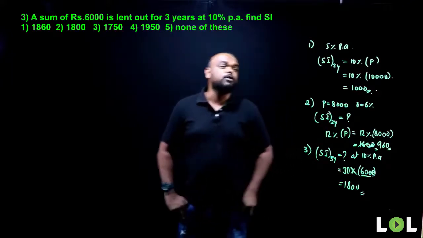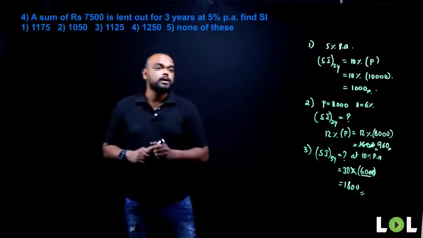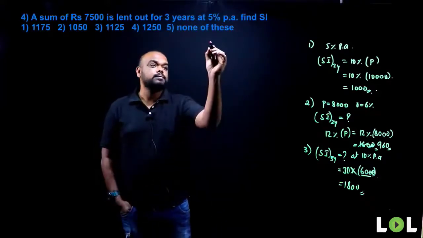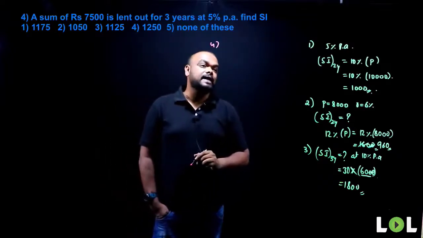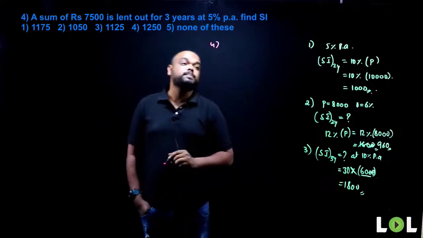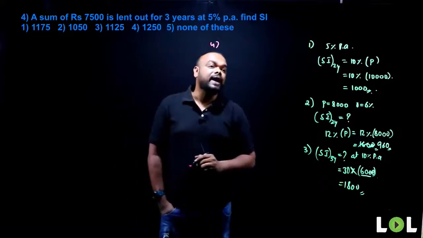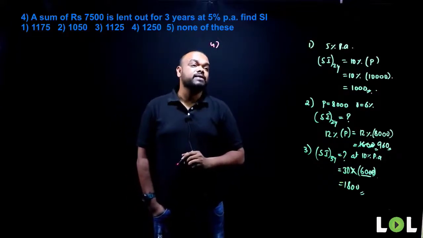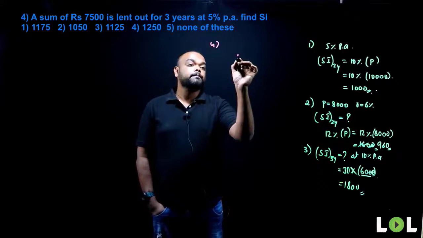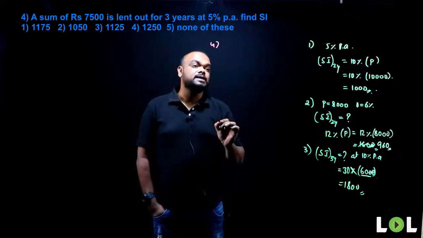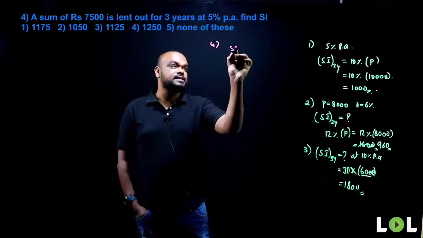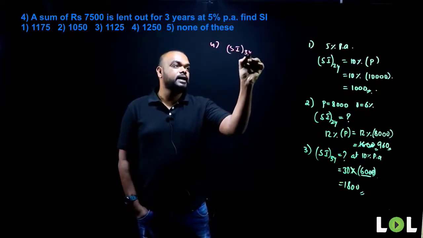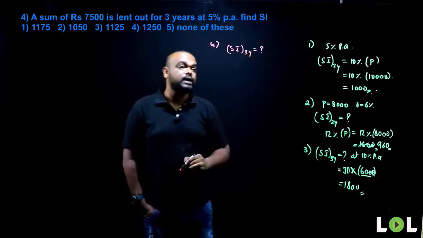Okay, guys. Question number 4, please. What do I have? A sum of 7,500 is lent out for 3 years at 5% per annum. Find the simple interest. He is asking simple interest for 3 years.